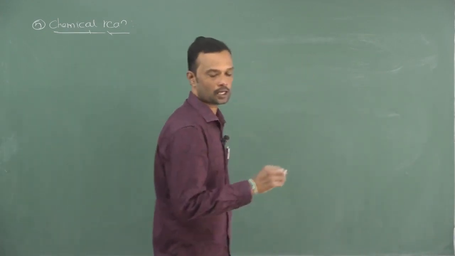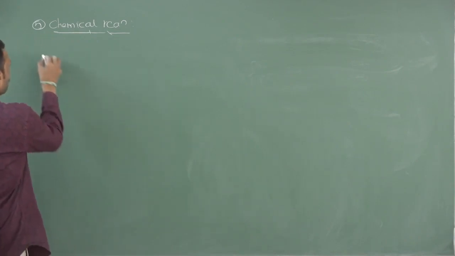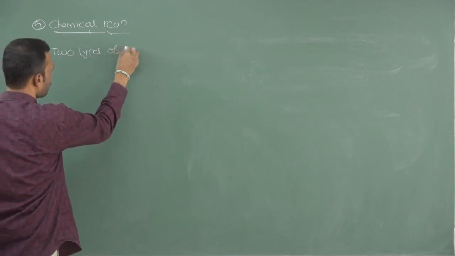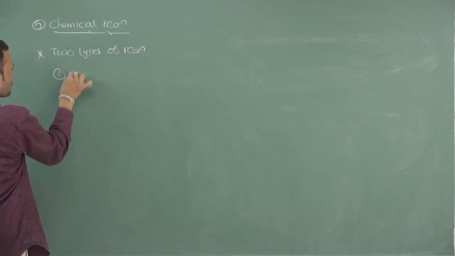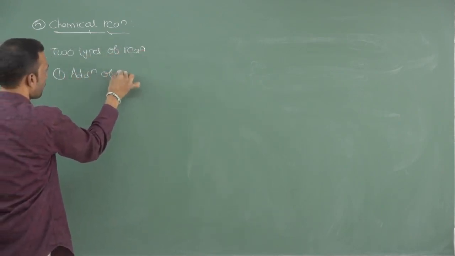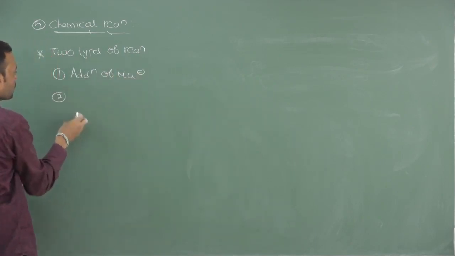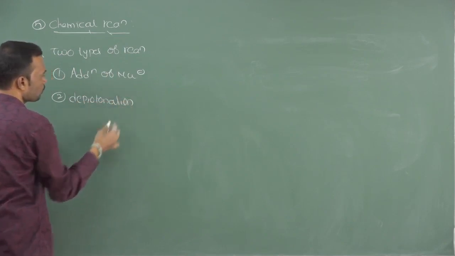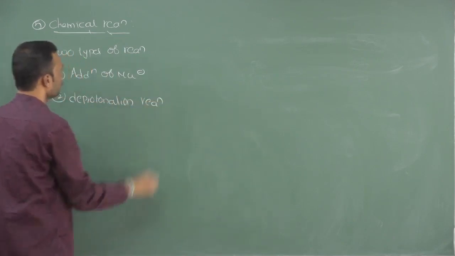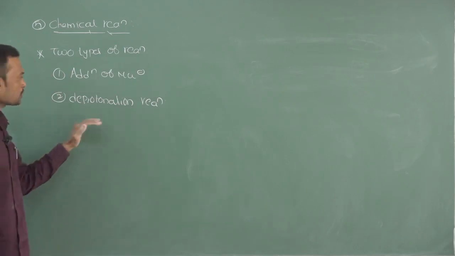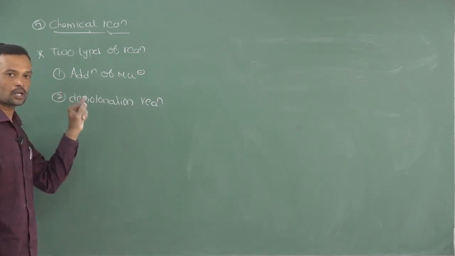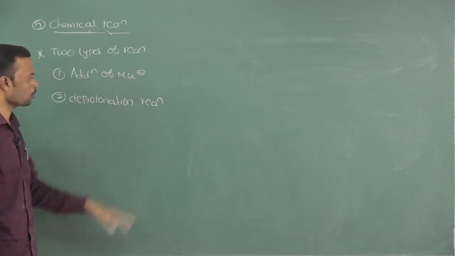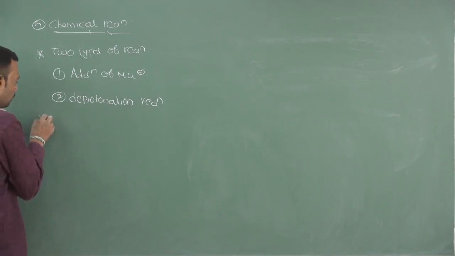So what kind of chemical reactions will you expect for a carbocation? Generally a carbocation is involved in two types of reactions. The first one is addition of a nucleophile. The second one is deprotonation. Addition of nucleophile and deprotonation reaction, only two possible reactions are expected. When you generate a carbocation, that carbocation has a tendency to accept a nucleophile, and one more, it may also undergo a deprotonation reaction.